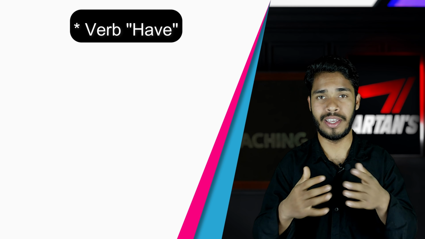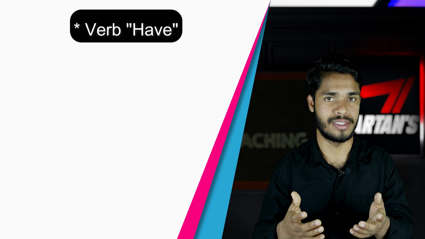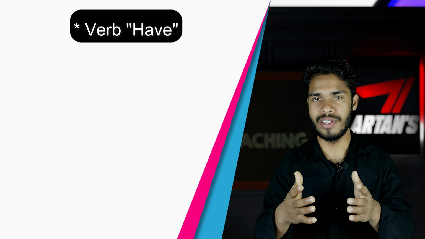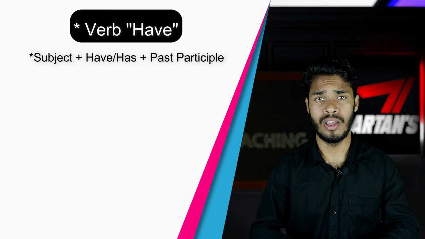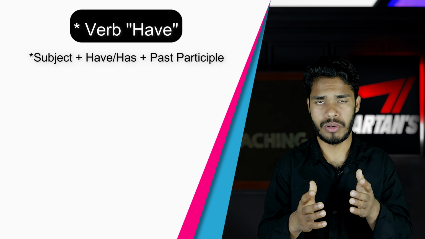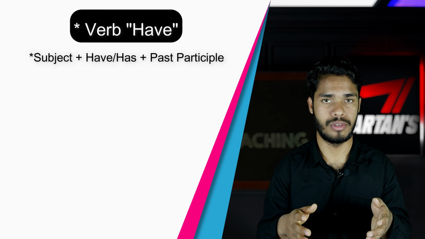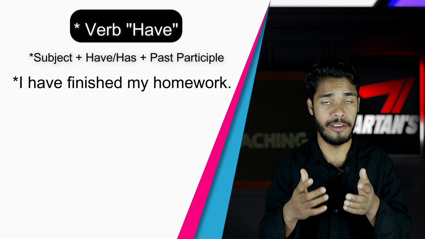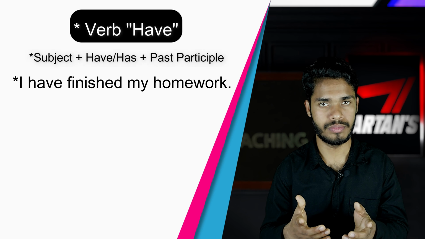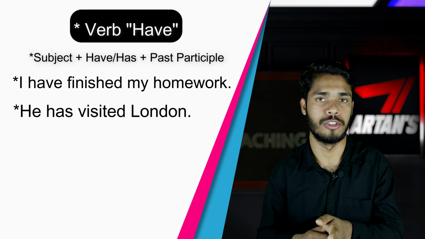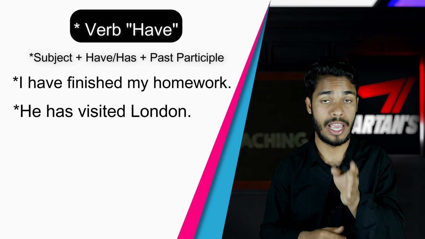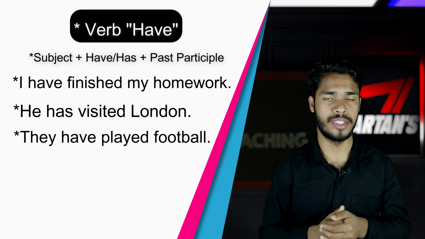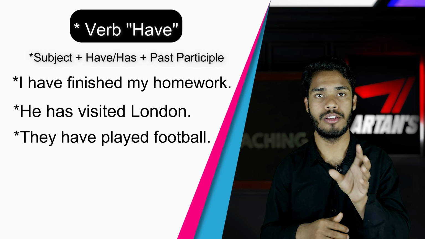Have verb is the key of perfect sentences. Okay, present perfect tenses. It connects your speech from past to present. The structure will be subject plus have verb plus past participle. For example, I have finished my homework. He has visited London. Has is used for third person singular number subject. Okay. And another example is they have played football.